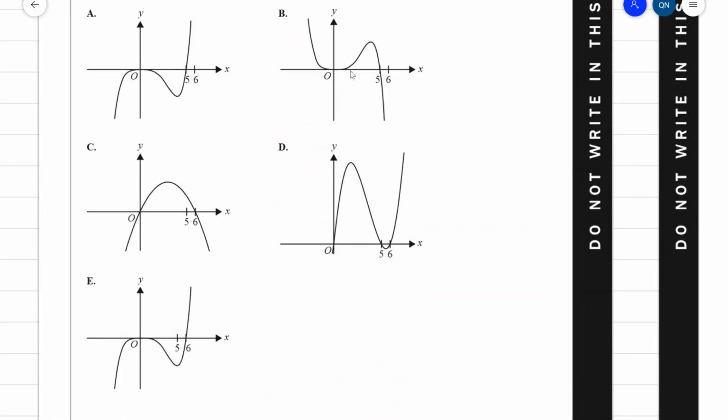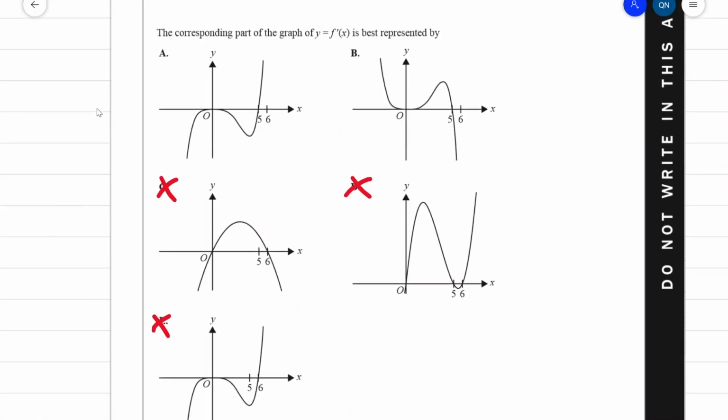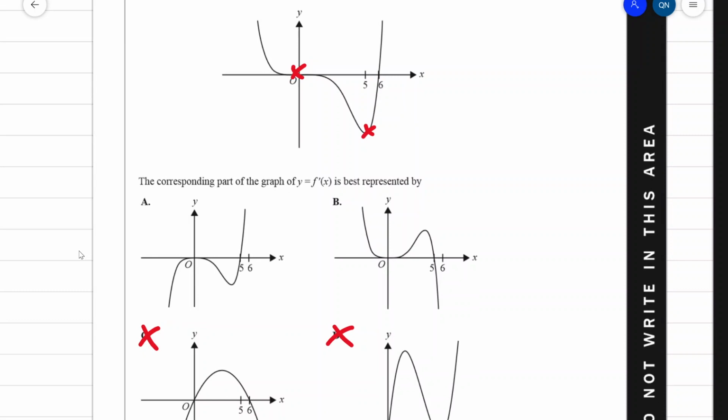So A could work, B could work, D would not work because we have x-intercepts at 0, 5, and 6. E is not going to work as well, and C is not going to work because we get x-intercepts at 6 when we want x-intercepts at 5. All right. Question is, is it A or is it B?